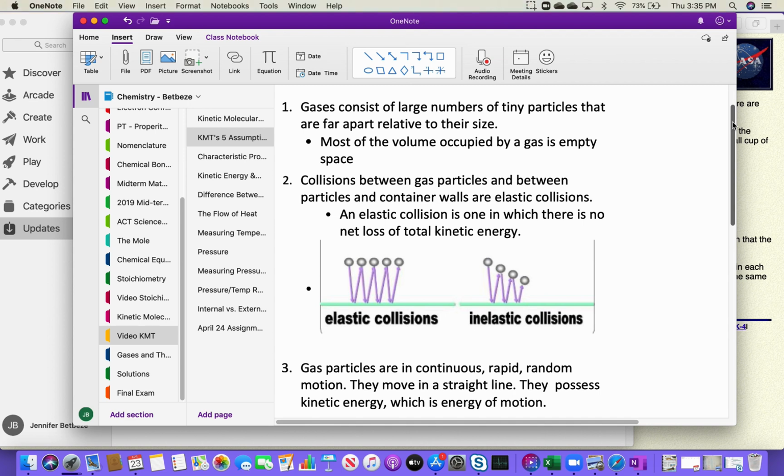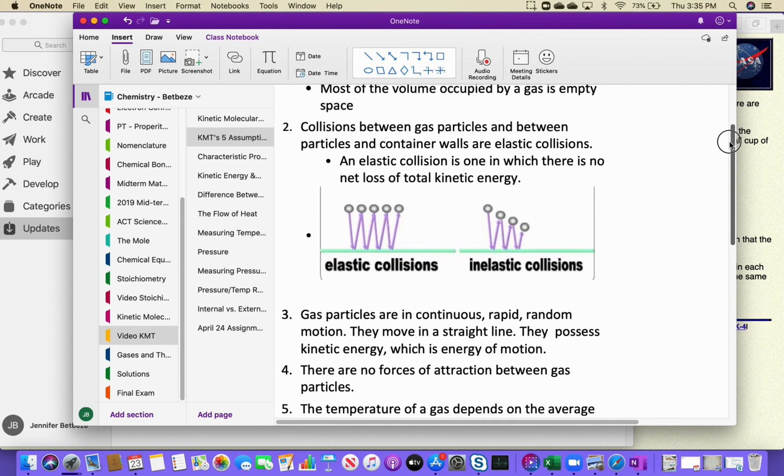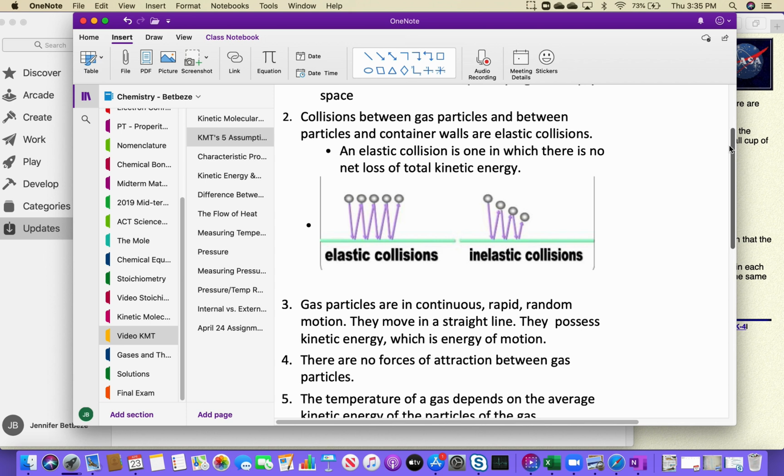The collisions between the gas particles and between the gas particles and the walls of their container are elastic collisions. So what does that mean? In other words, there's no loss of total kinetic energy. There's no loss of energy as these particles bounce off of each other or bounce off of a wall.